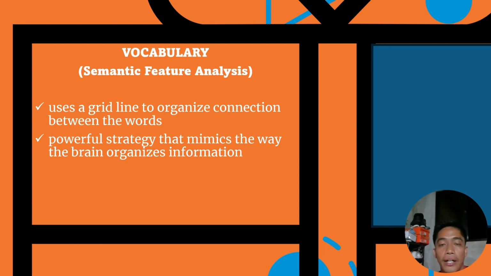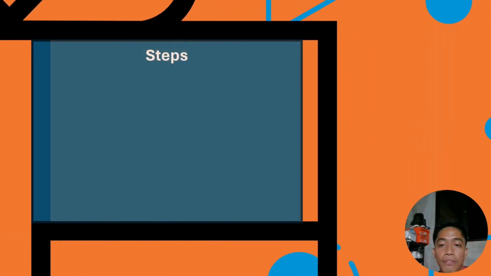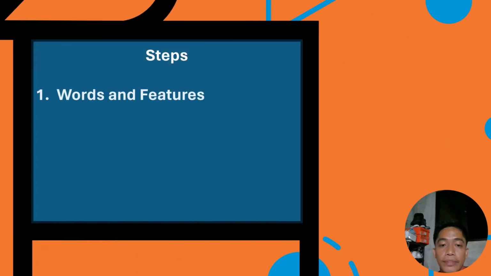Okay, so I have here the steps. Number one is words and features. Okay, so we have to list down the phrases or individual words that are represented in the text or related to the key concept of the text.